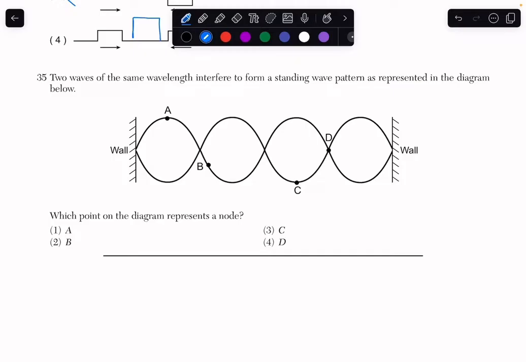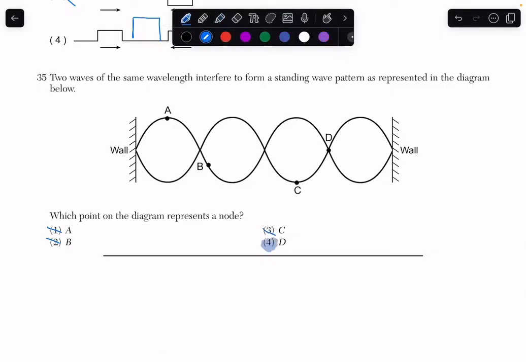35. Two waves of the same wavelength interfere to form a standing wave pattern as represented in the diagram below. Which point on the diagram represents a node? Let's look at where the nodes and the antinodes are. We can take out B because B isn't even where anything lies. B is gone. It's also not A or C, because A and C are both the same type of point. So we can deduce that it's D. That's correct, but let me explain why.